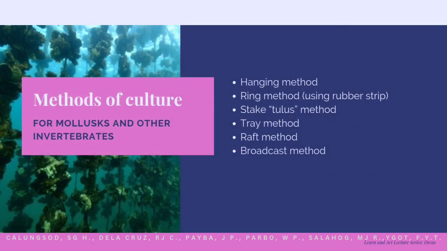In continuation to this presentation, I'll be discussing various culture methods used in mollusk and oyster farming. These methods are crucial for maintaining a healthy oyster population and ensuring efficient production. I'll walk you through 7 different techniques that farmers use to cultivate oysters and other invertebrates. We have the hanging method, ring method, stake method, tray method, raft method, and broadcast method.